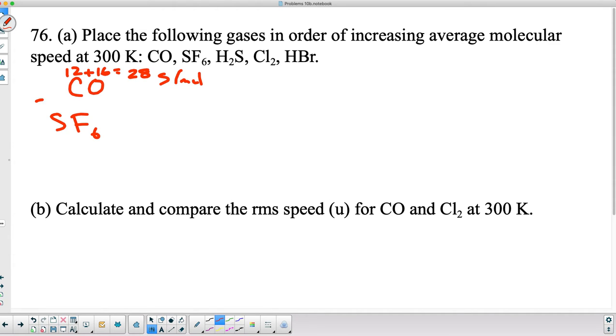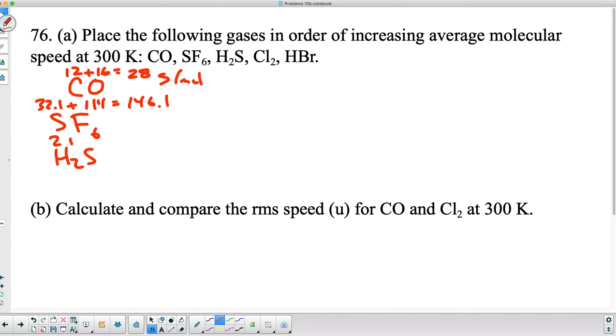SF6 would be 32.1 plus 19 times 6. I should actually know 19 times 6. We've seen this a ton of times so far. It's 114. So we're going to add 114 to 32.1 to get 146.1. Okay, let's keep going.